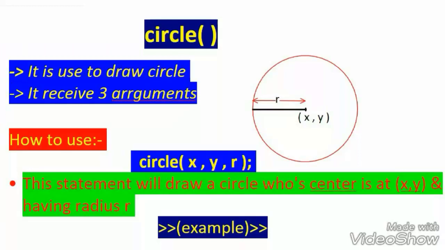The circle function is used to draw a circle. It receives 3 arguments. Now let me explain how to use it. Here you can see a statement which will draw a circle whose center is at x, y and having radius r, as shown in this diagram. Now let me show you an example.